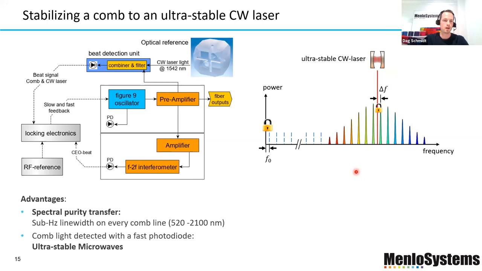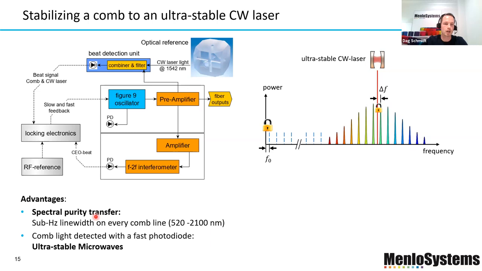So the advantages of that are you can do spectral purity transfer. What does that mean? This means that the subhertz line width of the optical reference system is transferred to every comb line. And this includes also our wavelength extensions. So on the complete spectrum from 520 to 2100 nanometers, we can produce subhertz line width on all comb lines.